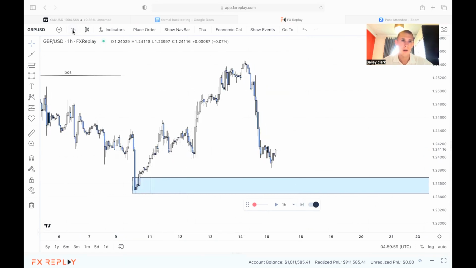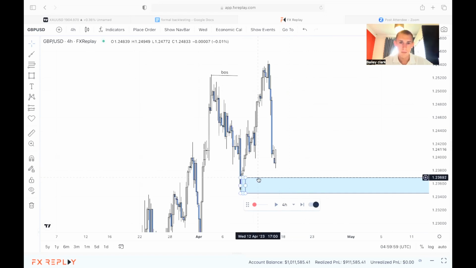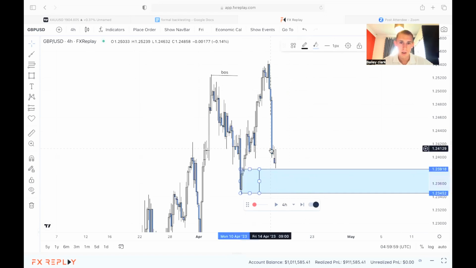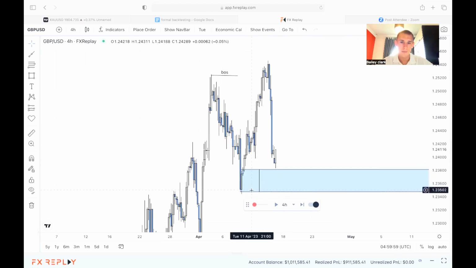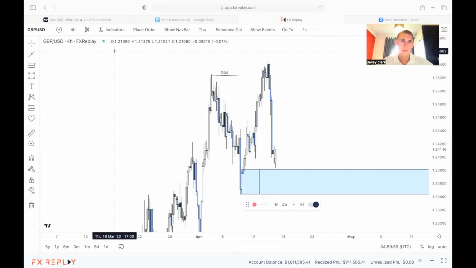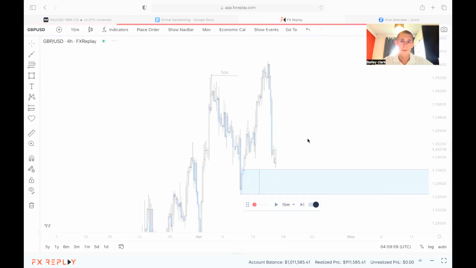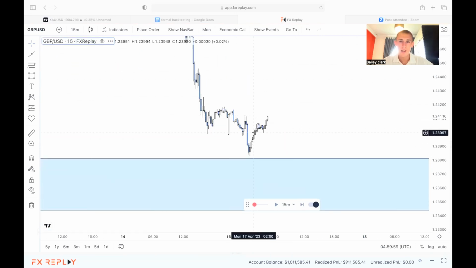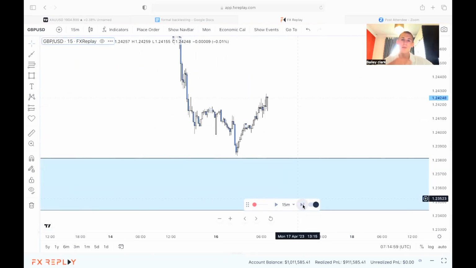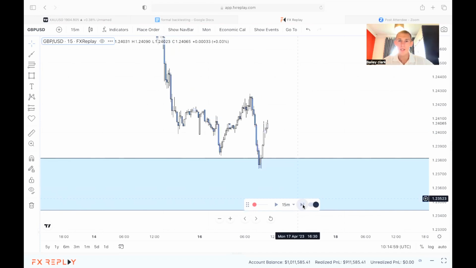Nothing from that one failed. And I'm also going to drag this up to here, as this is the 4-hour area of demand. And for the entry time frame, I like to use the 15 and also sometimes the 5. So that's what we're going to be sticking with.